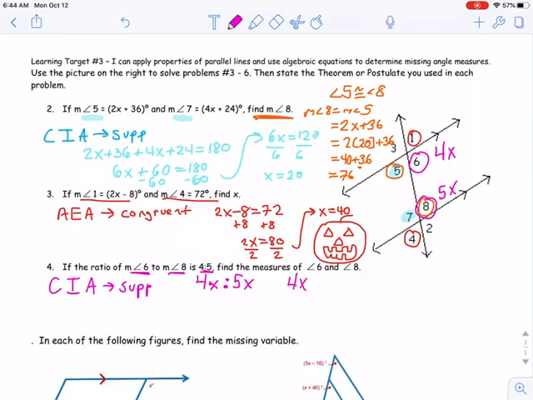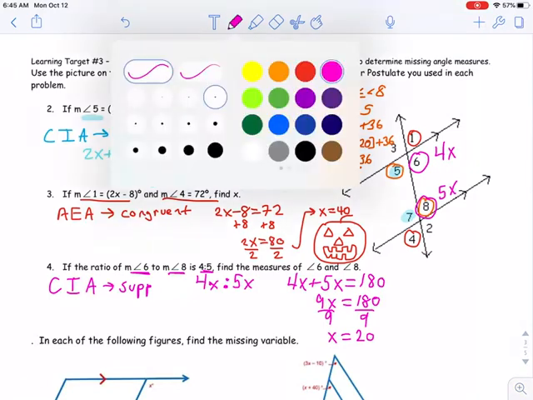Because I can say, well, the ratio is 4 to 5. I can say, well, then 4x plus 5x should equal 180 because they're supplementary. Combine like terms, I'm going to get 9x equals 180. Divide both sides by 9, and x equals 20. Okay, that's cool. That's neat. And then it told me to find the measure of each angle.